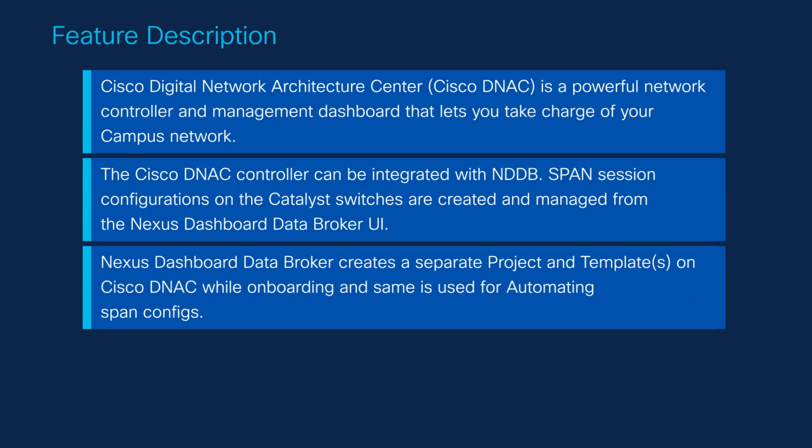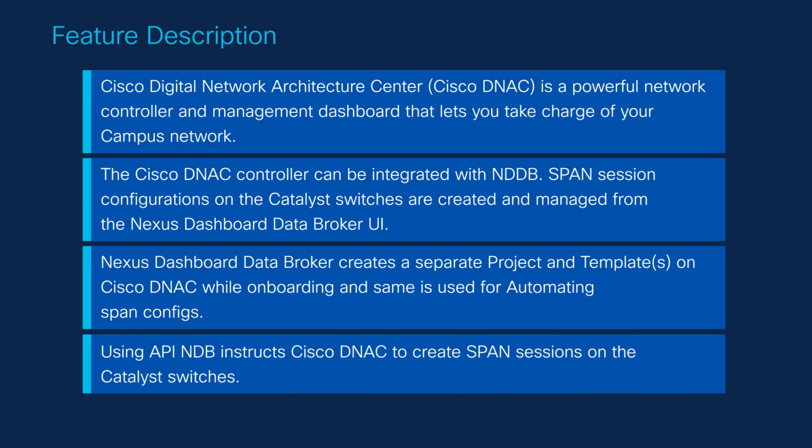In order to do that, what exactly NDB does is it creates a little project and a template when the DNAC is added, and this template is used every time for automating the span configuration on your Catalyst switches. And the way NDB instructs the DNAC controller is using REST API calls. It's not just the DNAC controller; it can also integrate with the Cisco ACI controller, which manages your Cisco data center, and also your standalone NX-OS switches.